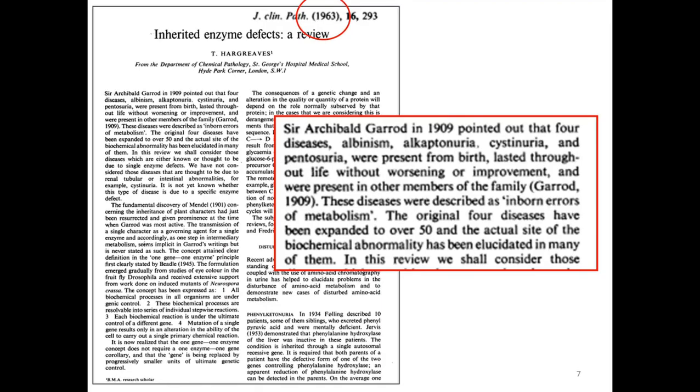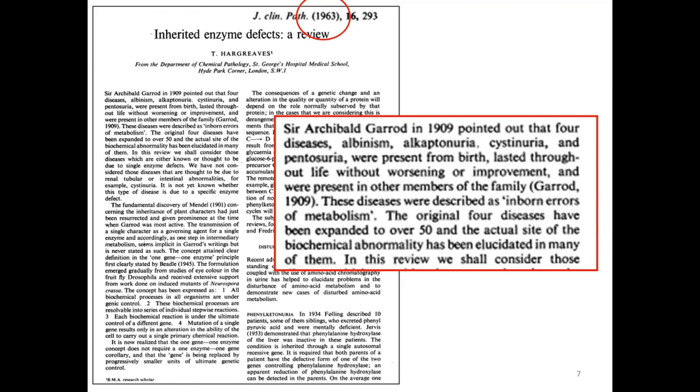So going back to inborn errors of metabolism or heritable metabolic disorders, I just wanted to draw your attention to this review dated 1963. They're describing inborn errors of metabolism, and they're actually talking about the first time the term was used, which was back in 1909. At that point, only 4 disorders were known. Then in this review from 1963, they're describing 50 inborn errors of metabolism.